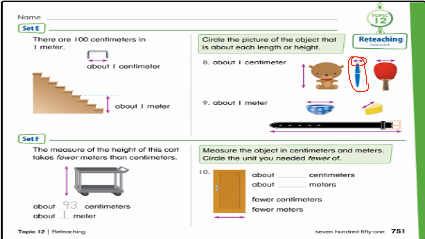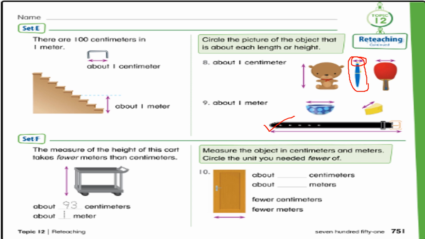And then question 9, you have to circle the object that is about 1 meter long. 1 meter is equal to 100 centimeters. Excellent. This belt is about 1 meter long.